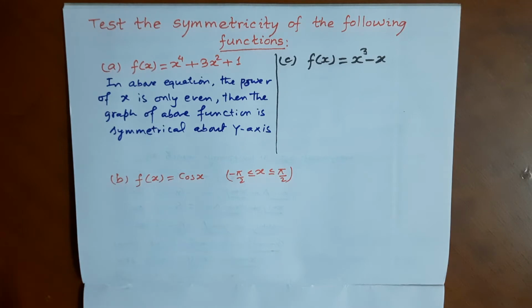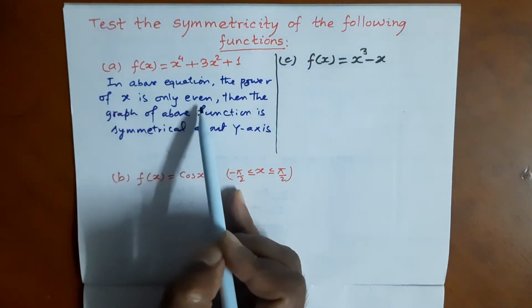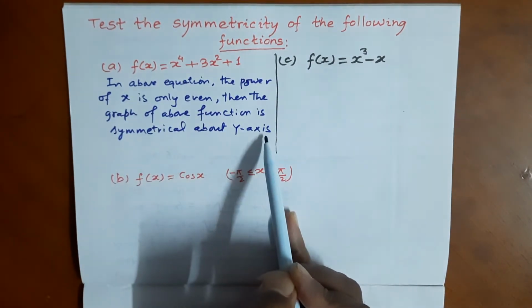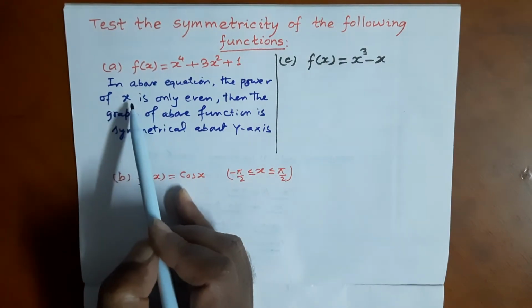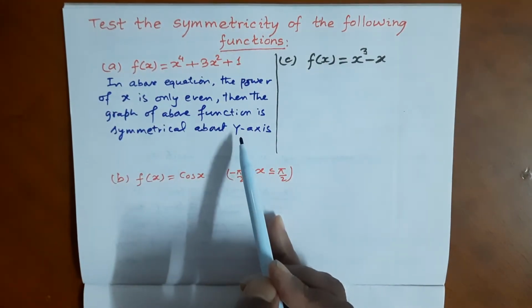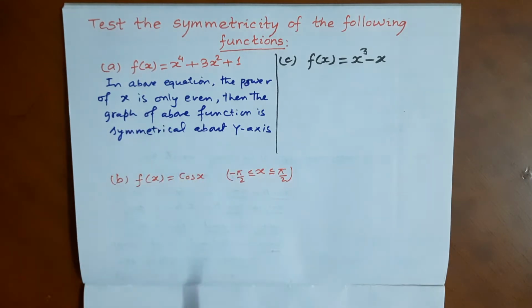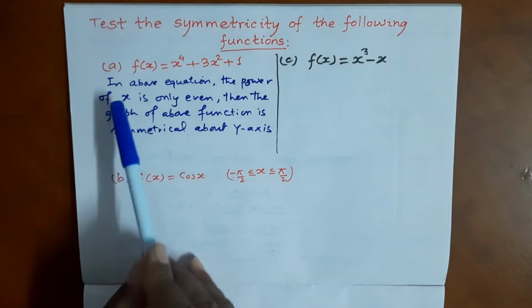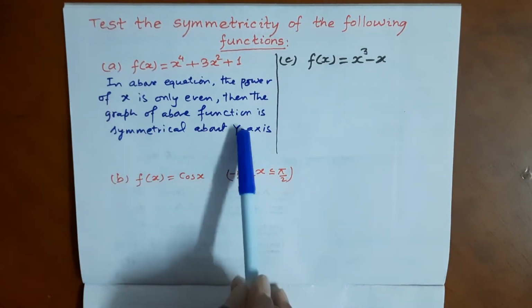Just the opposite we should see. If x has only even power, it is symmetrical about the y-axis. If y has only even power, then it will be symmetrical about the x-axis. Just oppositely, we have to see: here x, then here y. If here y, then here x.